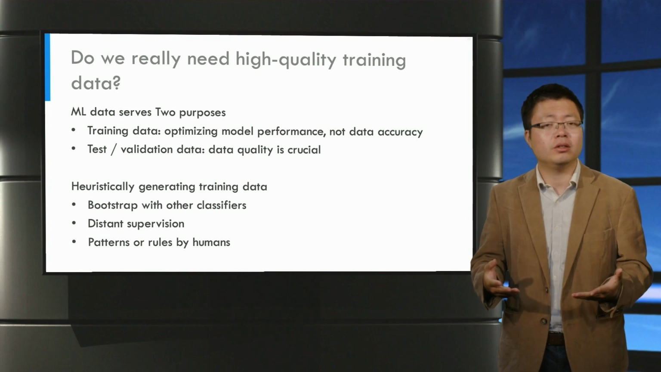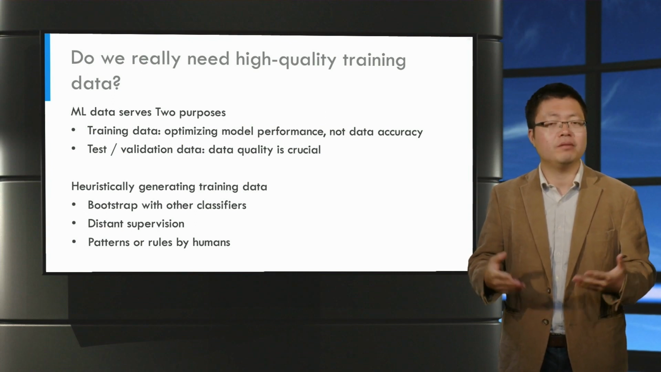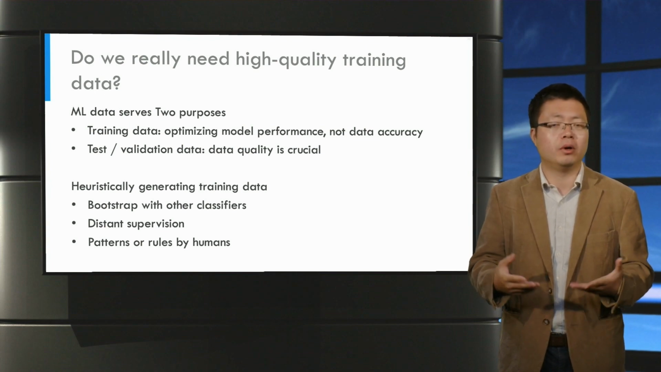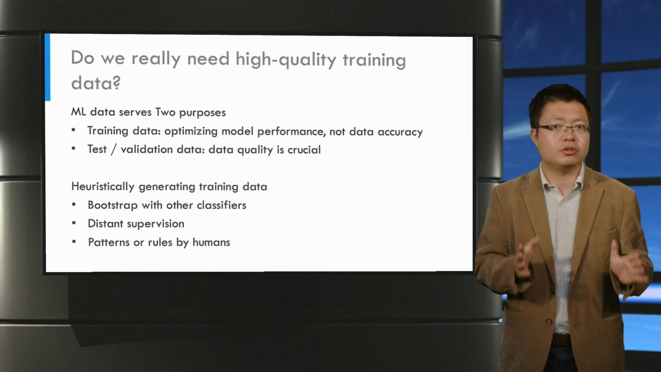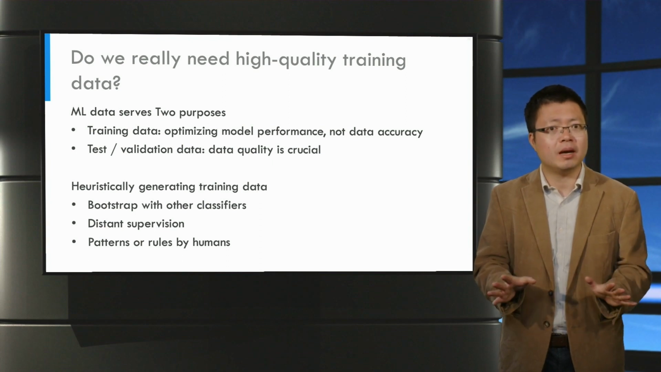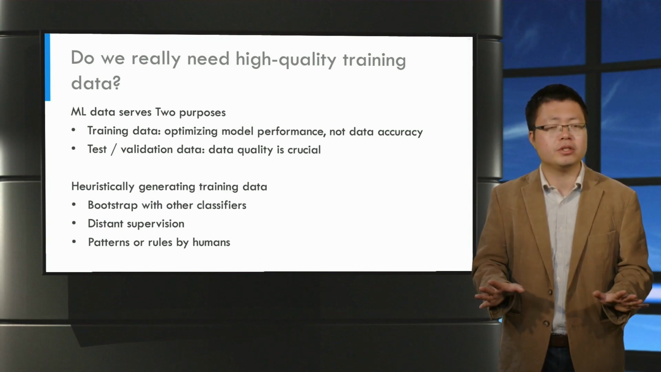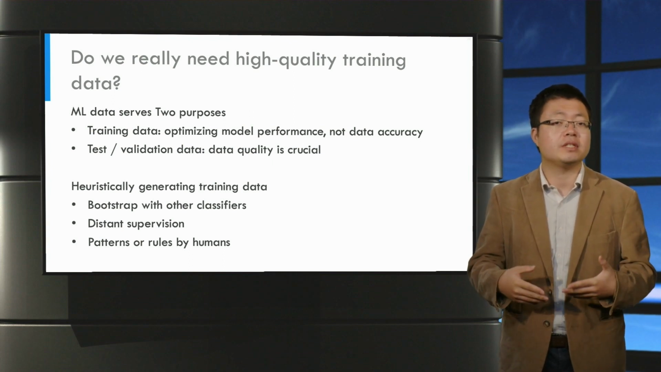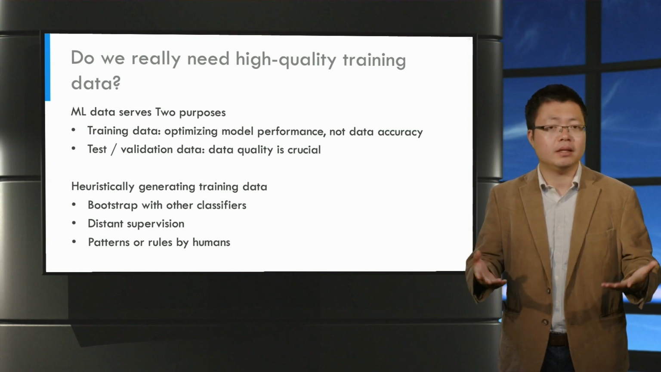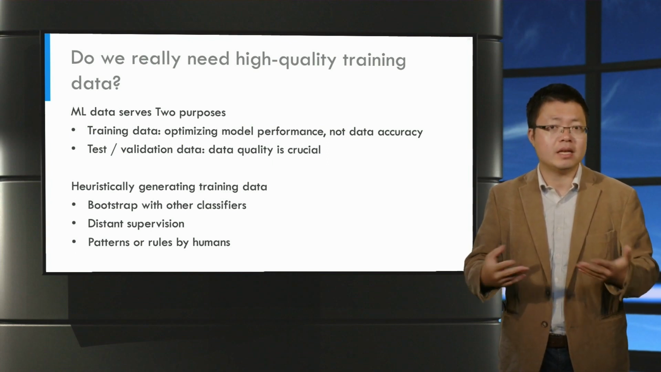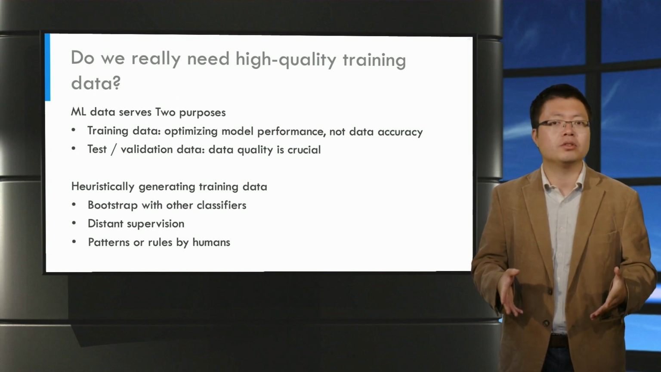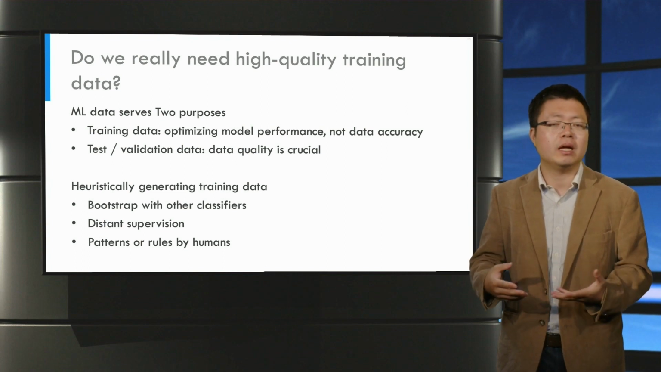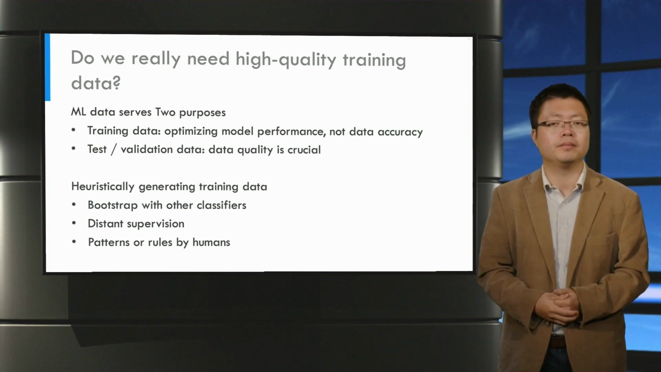Data quality is important when it comes to model testing or evaluation, when we need to have a good measurement of how well the model works. But for model training, what we care about most of the time is optimizing model performance, not the accuracy of the data. Of course, data accuracy helps, but that can be compensated sometimes by data size. A large amount of low-quality labels might be more useful than a small number of high-quality labels.